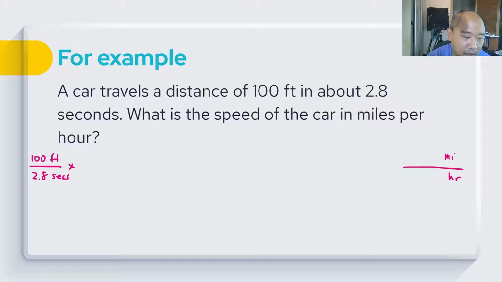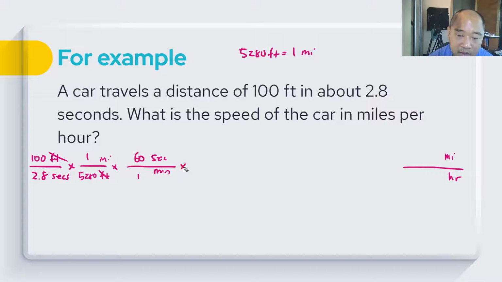So the first thing you might need to do is go to Google and find out that 5,280 feet is equal to 1 mile. So we would first do that conversion. We want miles on top, so we want feet on the bottom. 5280 and 1. So that takes care of our feet, but we're still in seconds, so we need to convert this to hours, right?